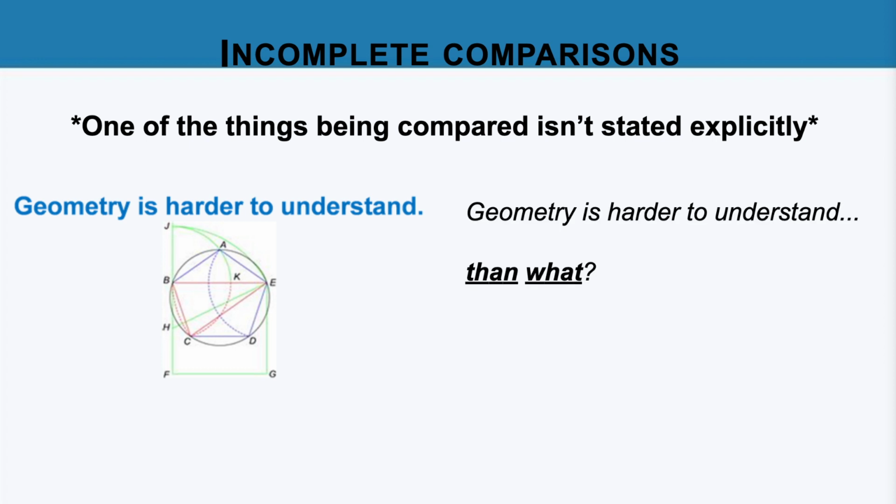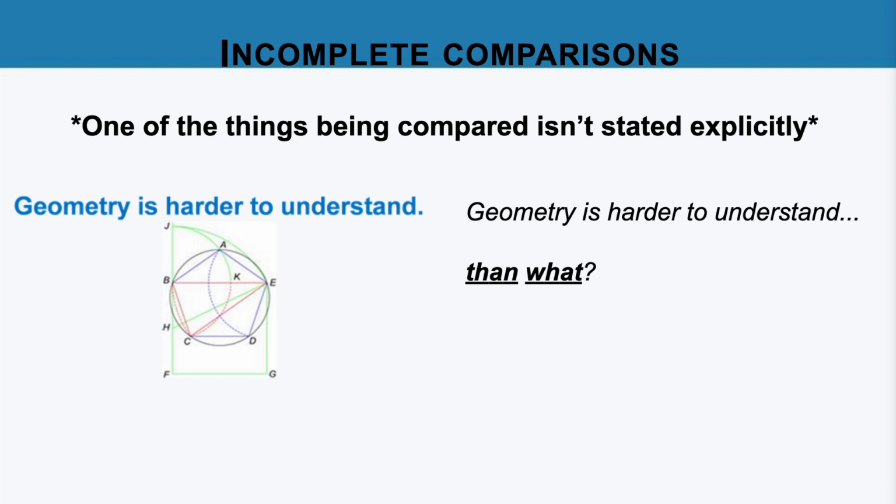You see, we have this ER here. That's our comparative form of the word. And we need to show what are we comparing geometry with. It's harder to understand than rocket science. Geometry is harder to understand than algebra. Geometry is harder to understand than why my cat has the zoomies in the morning. We don't know. So we have to make sure that we're explicitly stating whatever it is that we're comparing the first item to.